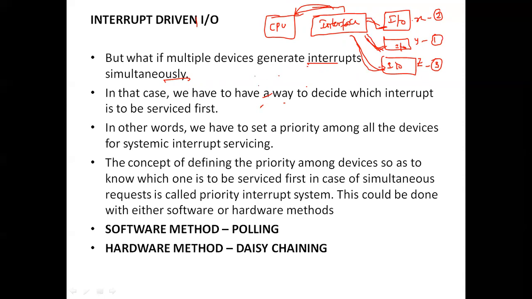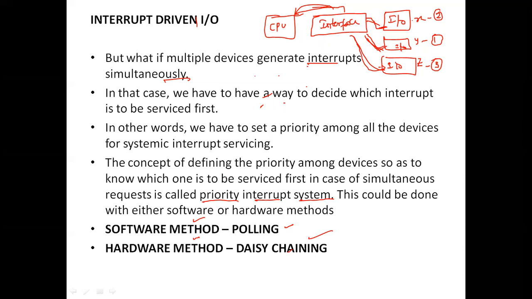So here the concept of defining the priority among devices, so as to know which one is to be serviced first in case of multiple requests, is called the priority interrupt system. This priority interrupt system could be done in two ways. The first method is the software method, and the second method is the hardware method. In the software method we call it polling, and in the hardware method we call it daisy chaining. Let me repeat it again.